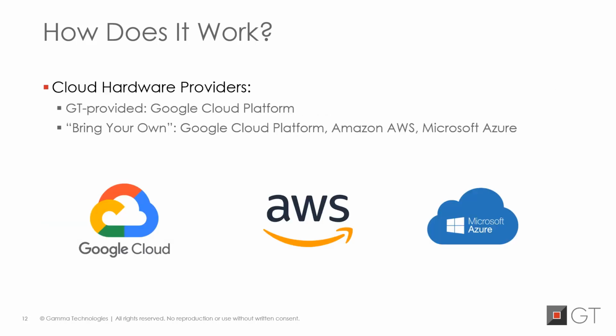As far as the cloud hardware providers go, you can either opt for GT to provide hardware as part of the package, in which case we use the Google Cloud Platform, or if you already have your own cloud hardware, we can work with you to set up our solution on Google Cloud, Amazon AWS, or Microsoft Azure.